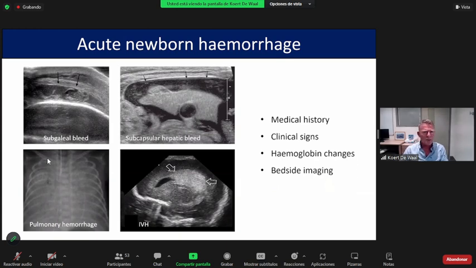And then the third category was acute newborn hemorrhage. I think the most common one which we all have experienced is the subgaleal bleed, which we'll go into a little bit deeper. Subcapsular hepatic bleed: I've only seen one in my career, in a very difficult birth. And then, of course, in the preterm population, we have the pulmonary hemorrhage and the IVHs, which definitely lead to hypovolemia, but maybe not as acutely. We can find and diagnose these conditions quite easily, mostly from the history, but also from clinical signs, hemoglobin changes, and bedside imaging with ultrasound.